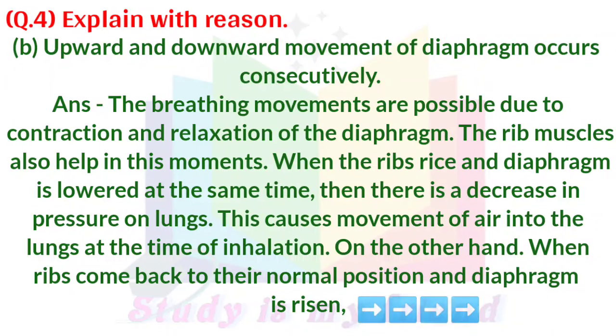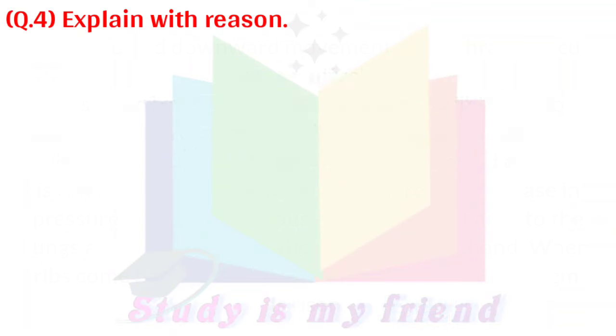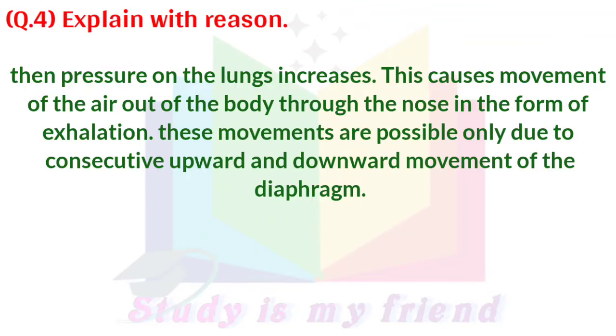On the other hand, when ribs come back to their normal position and the diaphragm is raised, then pressure on the lungs increases. This causes movement of the air out of the body through the nose in the form of exhalation. These movements are possible only due to consecutive upward and downward movements of the diaphragm.